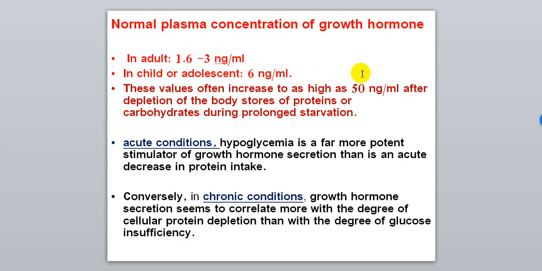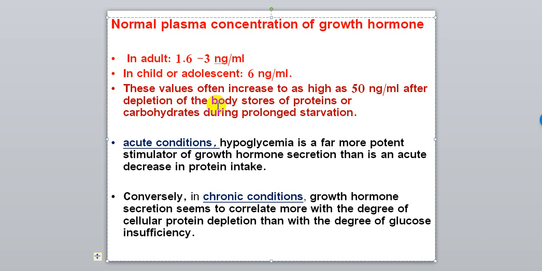Normal plasma concentration of growth hormone is about 1.6 to 3 nanogram per mole of blood in adults, and in children or adolescents about 6 nanogram. It's more than in adults because there is an increase of metabolism rate and development for most of the cells in the body. It's the development stage of the body.